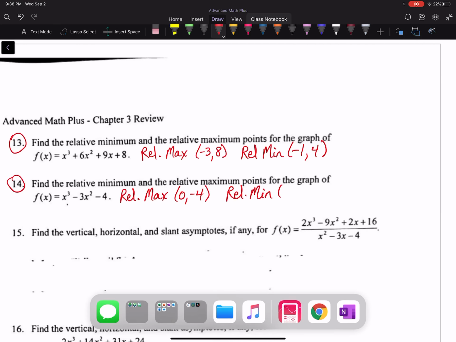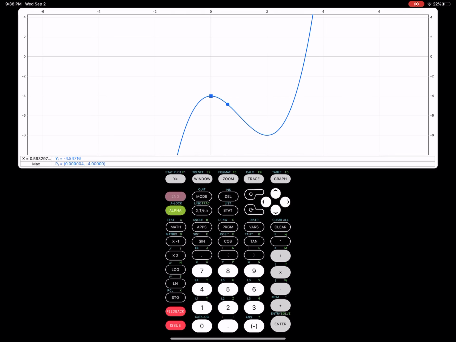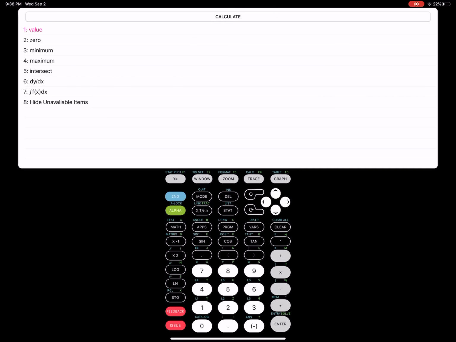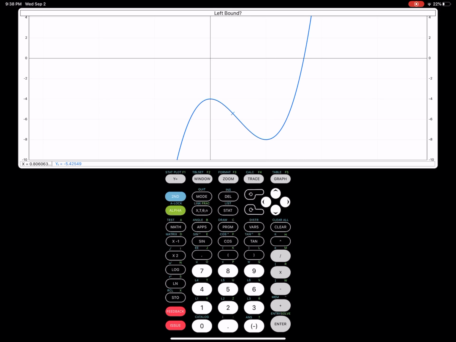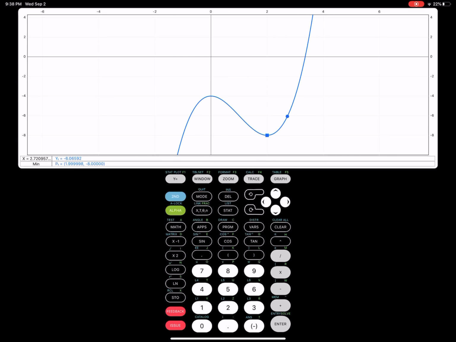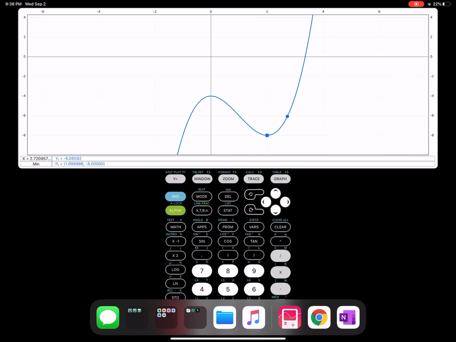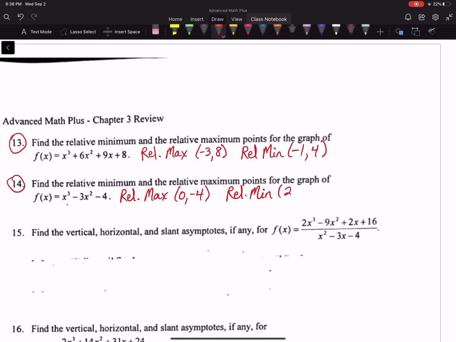Let's see where this relative minimum is. I do the same thing, second trace, go to number 3, relative minimum, make sure I'm to the left of this point, so enter, then go to the right of it, enter, and I have a relative minimum at 2, -8, it says. So 2, -8. So again, both of those problems, 13 and 14, entirely done on your calculator. Okay.